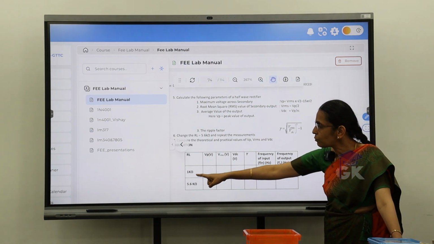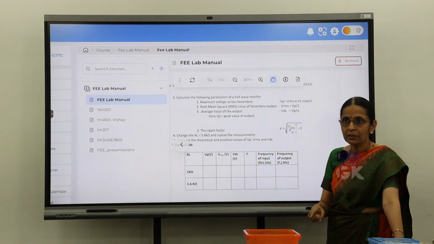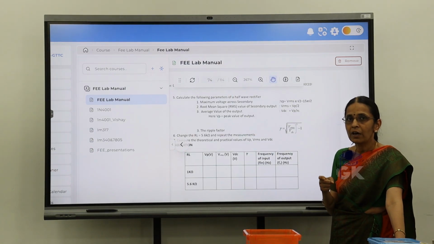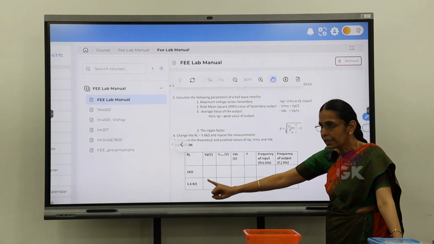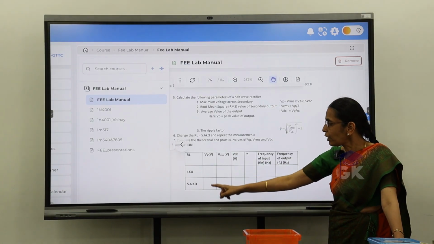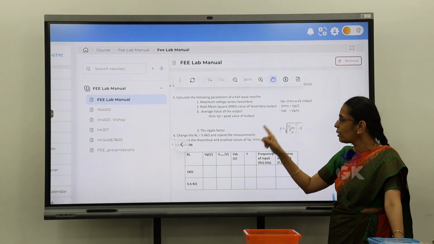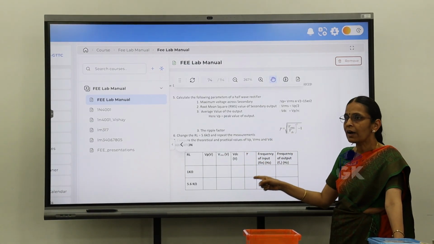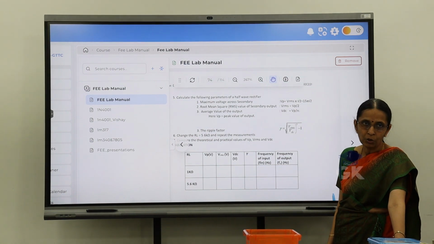Next, this is for one value of RL. Next, you change your load resistor. I think you are given a 5.7 kilo ohm, quarter watt resistor. Replace the load and then find out the maximum voltage. Using the formula, you determine your VRMS, your VDC, find out the ripple factor and note down the frequency of your input and then the output signal.